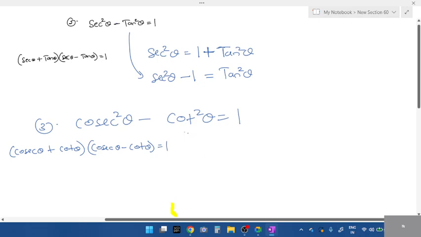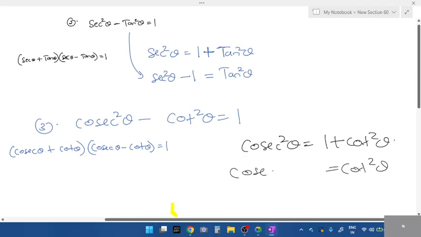Next, if I want to find cosec square theta in this, minus cot becomes plus cot square theta. And if I want to find cot square theta, shift this 1 to the other side, it becomes cosec square theta minus 1.